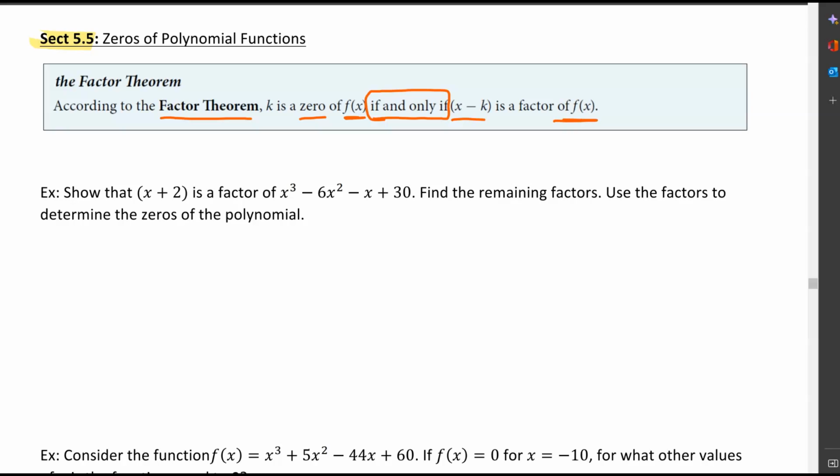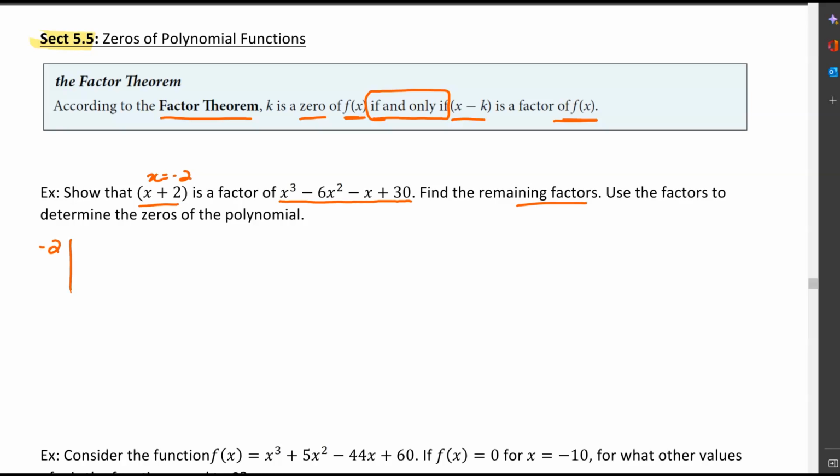So let's show that x plus 2 is a factor of this polynomial, x cubed minus 6x squared minus x plus 30. We want to find the remaining factors and use the factors to determine the zeros of the polynomial. The way that we do this is that we are going to use the factor x plus 2 and use synthetic division. Because this is x plus 2, remember this means that we get x equals negative 2.